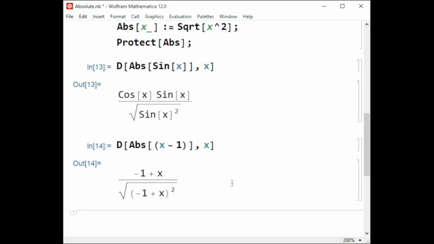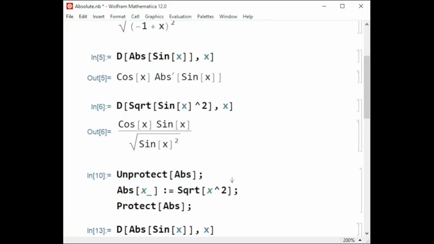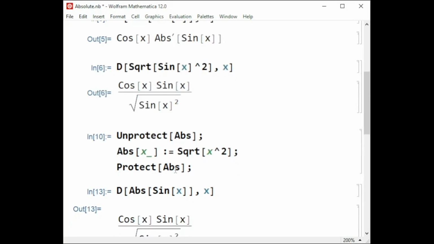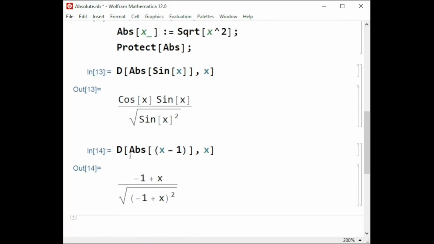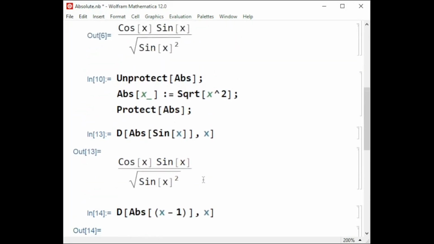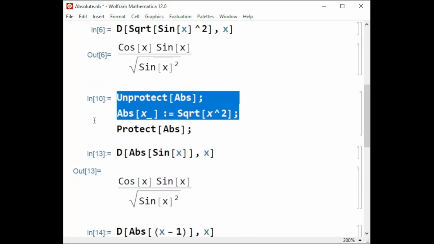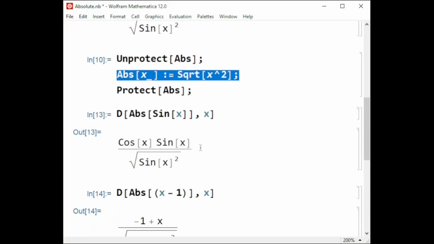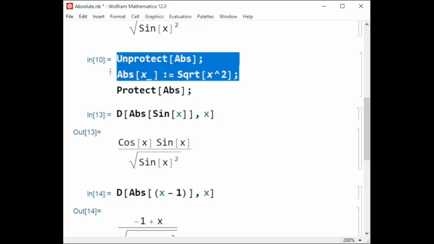So in order to resolve the issue of putting a prime over the absolute, you just need to unprotect the absolute first within the kernel of Mathematica and define it like this, and then protect absolute back. Then the derivative of the absolute of any function will be treated as per this definition of the absolute function. So this is quite easy. Now the argument x could be anything. It could be a polynomial, it could be exponential, or anything else. So you don't need to worry about the form of the function. Mathematica will treat it this way.